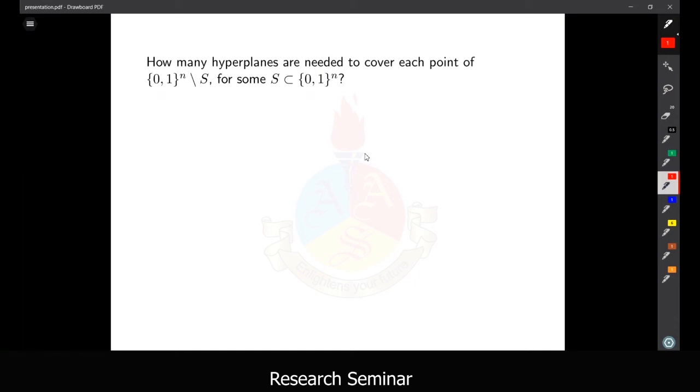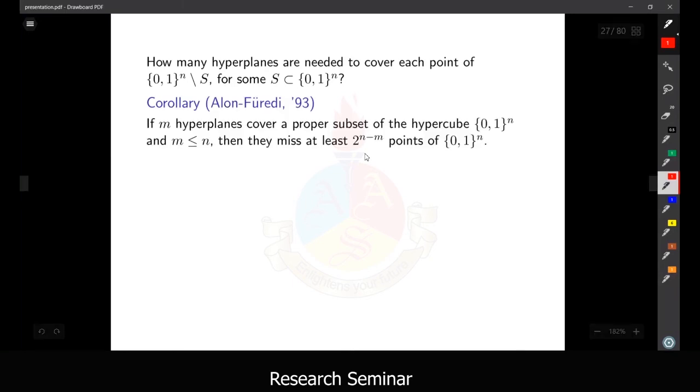Okay, so let's move on to yet another question, but in a bit different direction. Namely, we now want to cover each point of the hypercube with some restricted set of points. And we ask again how many hyperplanes are needed to cover such a subset. So actually, we have already one result of this kind. It is by Alon and Füredi from '93.